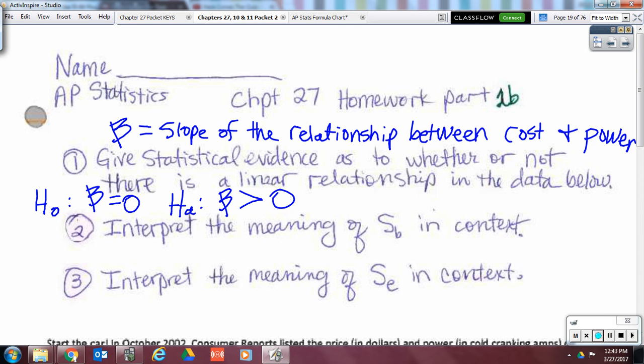Now, I've not done the whole problem with you. I've just gotten you started. What you're going to look at to determine if there is statistical evidence of a linear relationship is your p-value, and then you're going to write it out there. Okay? So I'll let you do that.